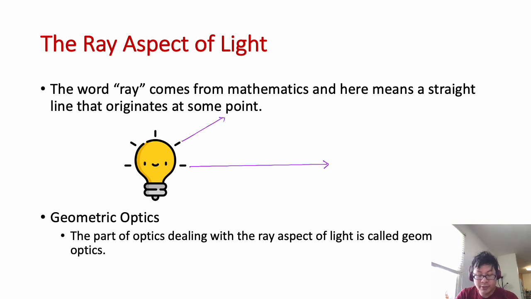We use rays of light to make it easier to calculate and to draw the picture, the image of the object, when the light moves from one medium to another medium, from the vacuum to the air, from the air to the water, or in reverse. So the part of optics dealing with the ray aspect of light is called geometric optics.